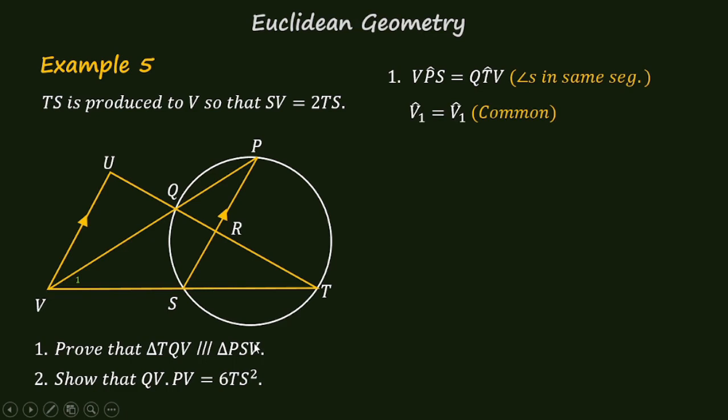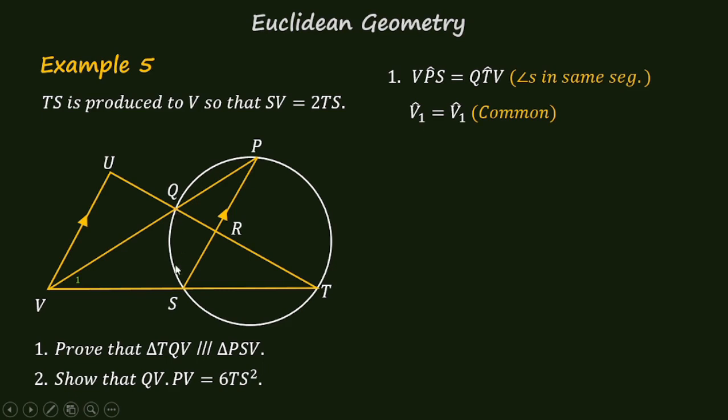So the third angle, we don't need to prove it. We could prove that since these two angles are equal to each other, if we say 180 minus this angle, we would get the same angle here.